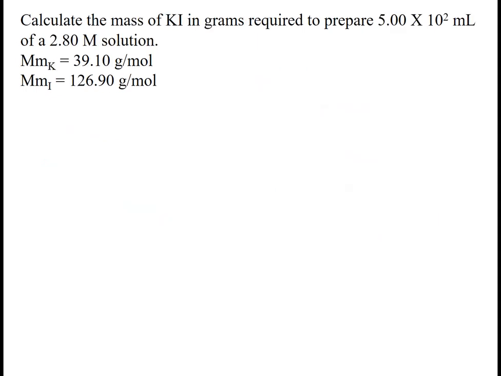And for the next one, last problem for molarity. This time it wants to know what the mass is. Where's my cursor? So I have mass, and that's what I don't know. I have KI, and I have a volume of 5.00 times 10 to the 2 milliliters. And I have a molarity of 2.80 molar. Okay. Again, molarity is n over V.